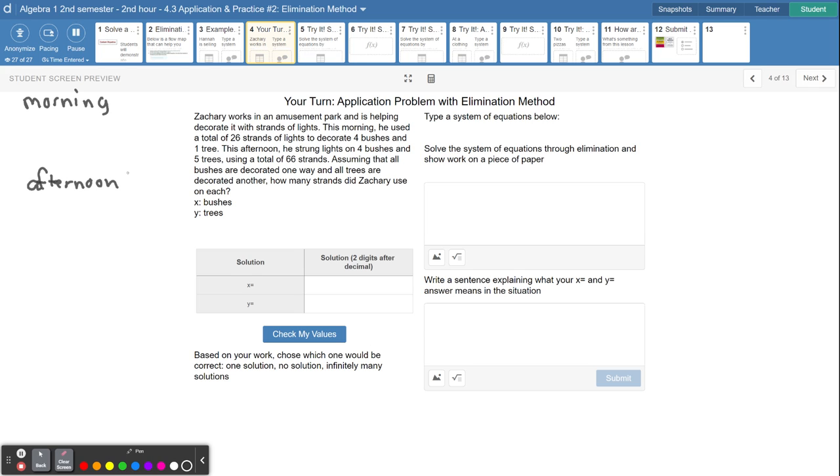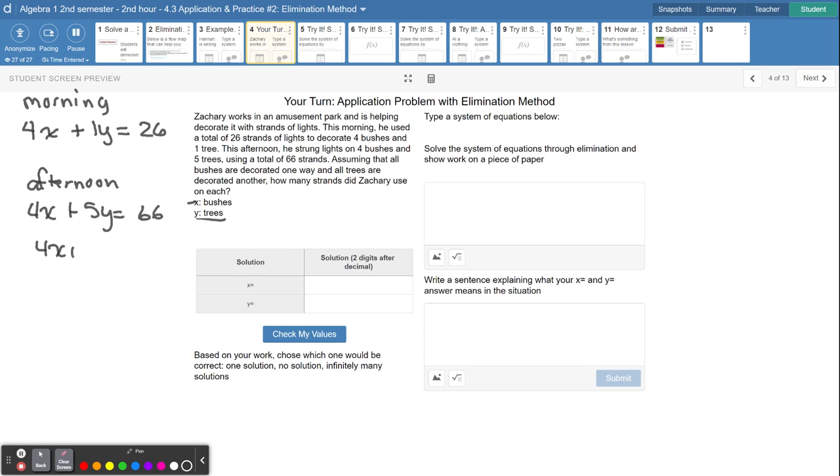So we said X's were bushes. So in the morning, he did 4 bushes, which is 4X. Then he did 1 tree, which is 1Y. And then the total always is after the equal sign. And then in the afternoon, he did 4 bushes plus 5 trees. And then he used a total of 66. So from there, all I did was match up the X's and then match up the Y's.